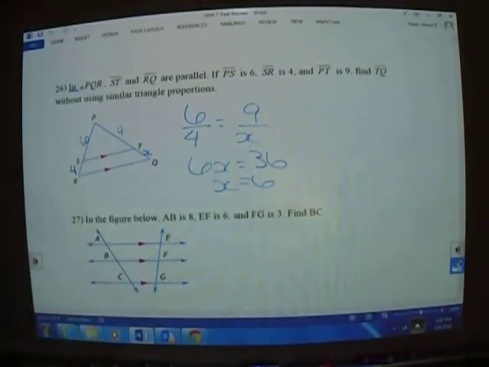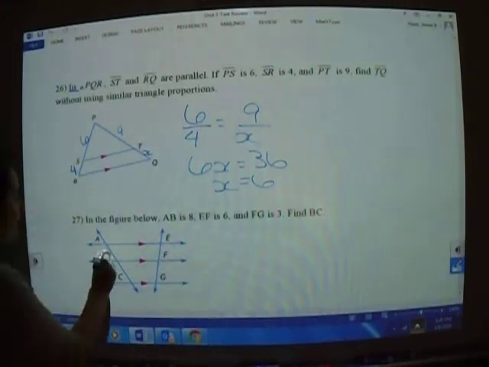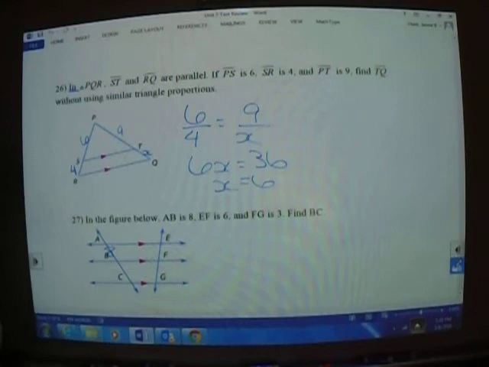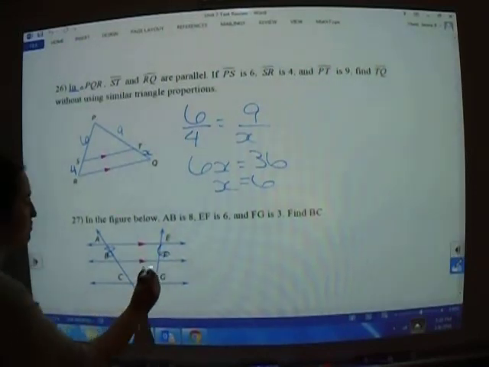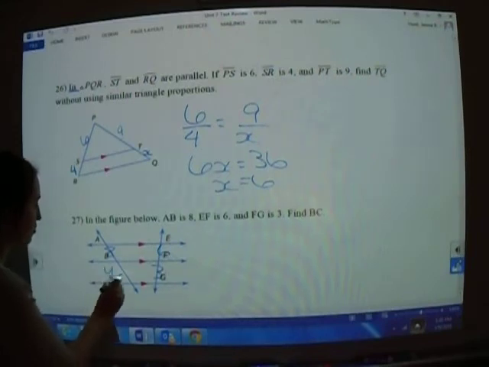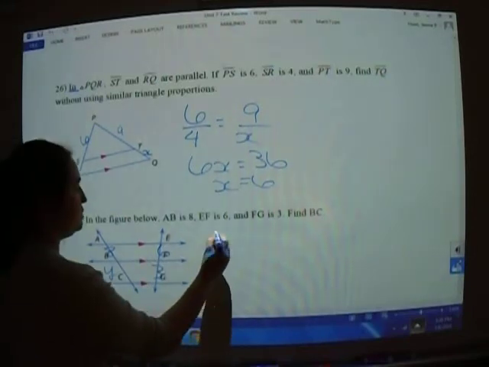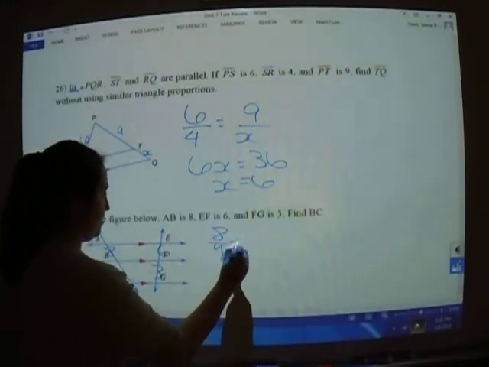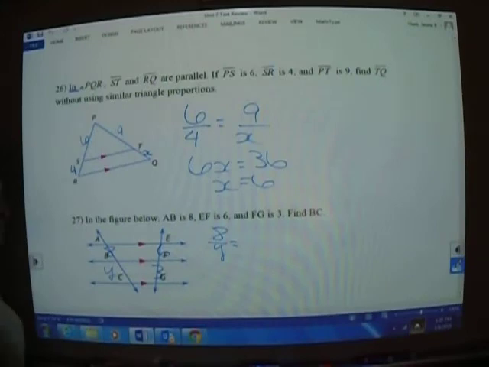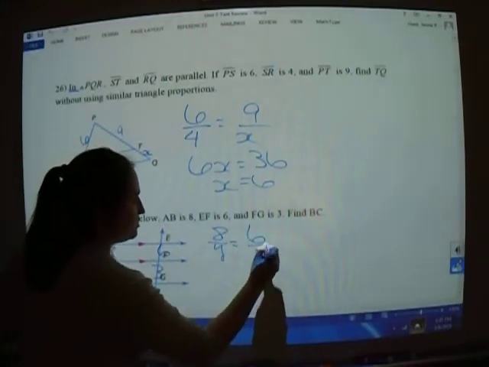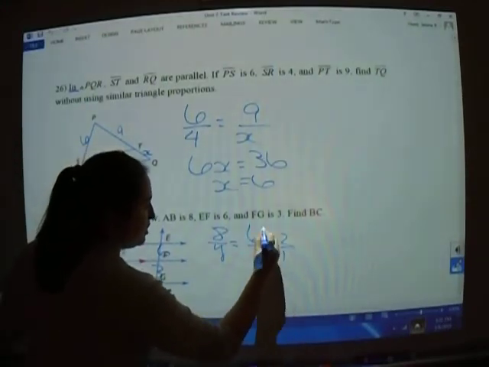That's it. Let's look at number 27, which we're going to do the exact same way. In the figure below, AB is 8, EF is 6, and FG is 3. Find BC, which I'm going to call Y. Same thing. You just do this over this equals this over this. So we just do 8 over Y equals 6 over 3, which simplifies to 2 over 1.